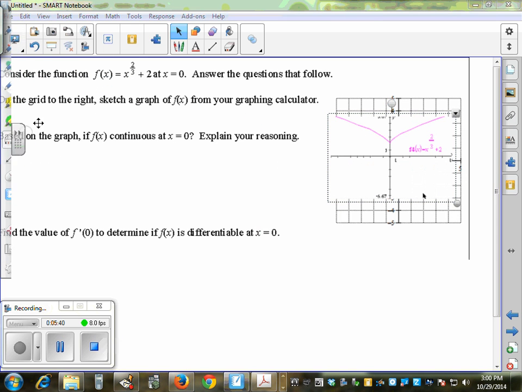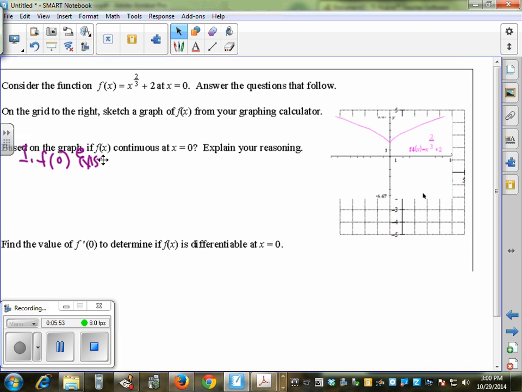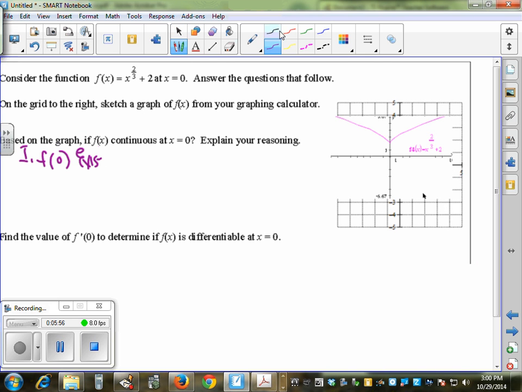All right, let's follow. It does look like it's continuous though. Let's check it out and see if it is continuous. First step, does f of 0 exist? Is it defined? We have 0 to the 2/3 plus 2. That's the cube root of 0, which is 0, squared, still 0, plus 2. So yes, it does, at the point (0, 2). And we can see on the graph that it exists there.